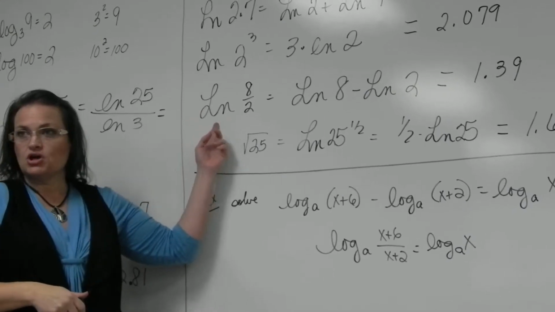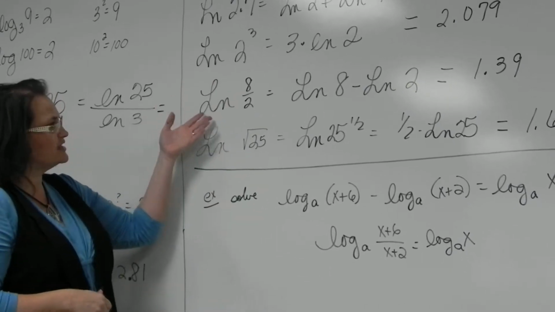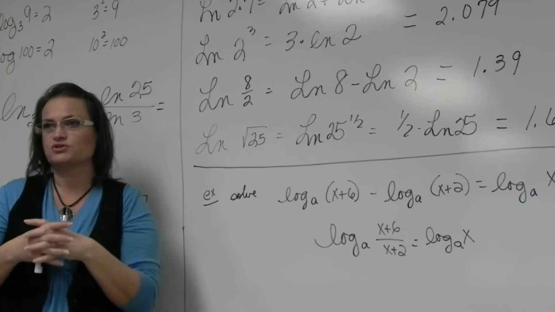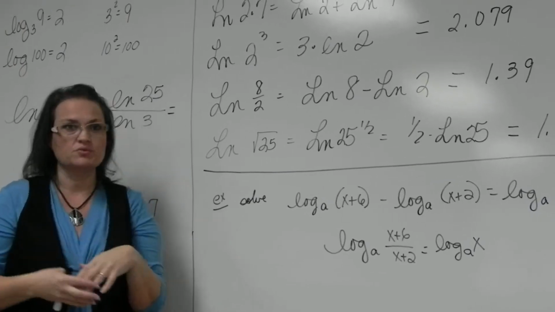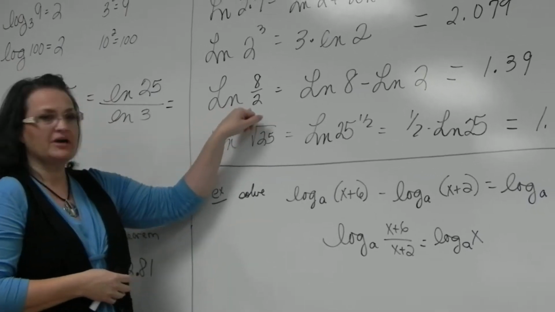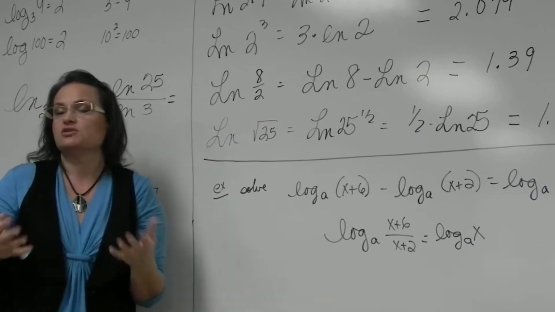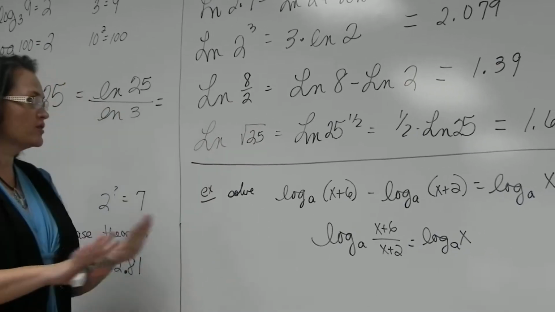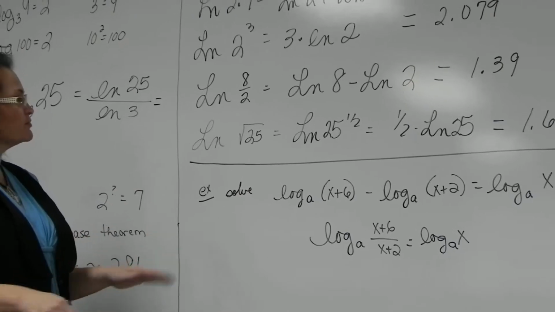The next rule is the log, and I could use log or ln. The log rules are the same rules, whatever base you're dealing with. When I say ln, it means I'm doing a base e log. So it's still a logarithm, a natural logarithm. All the rules apply to all the logs of all different bases.